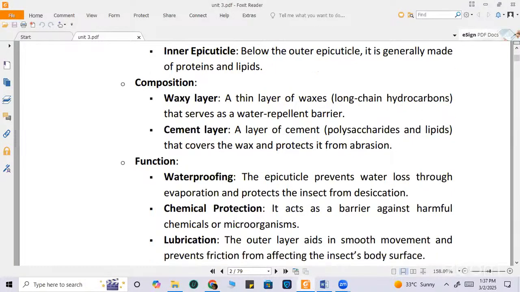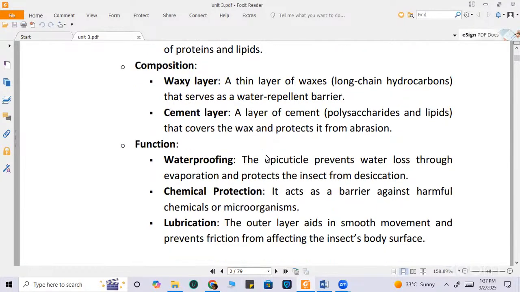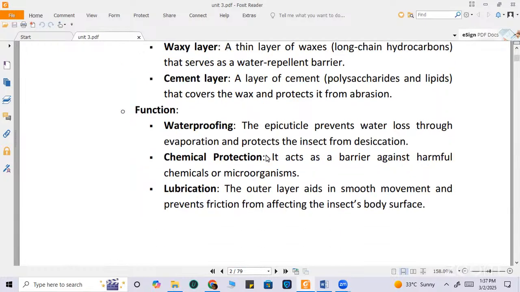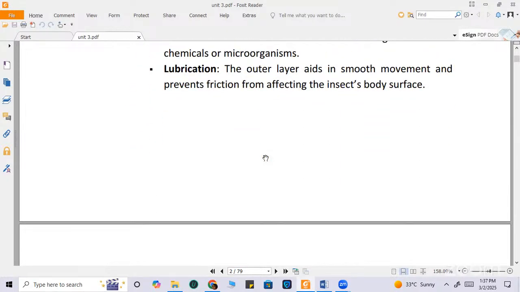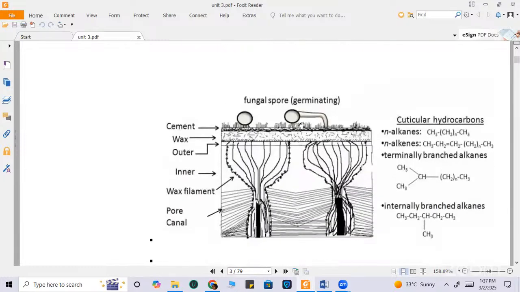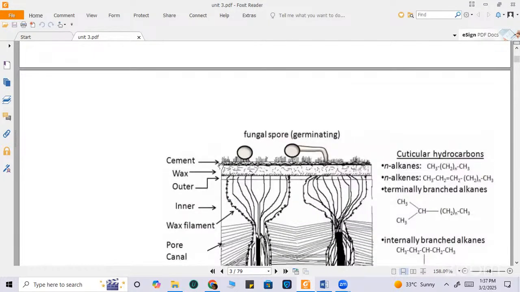Waterproofing. The epicuticle acts as waterproofing, and it protects the cuticle from chemically harsh treatments like chemicals. It also acts as a lubricant, allowing smooth movement and preventing friction from affecting the insect's body surface. And this is the cement layer, where you can see the upper one, the epicuticle, and this is the wax layer.